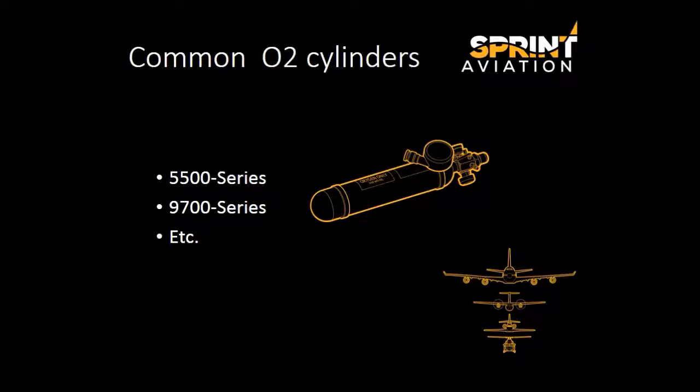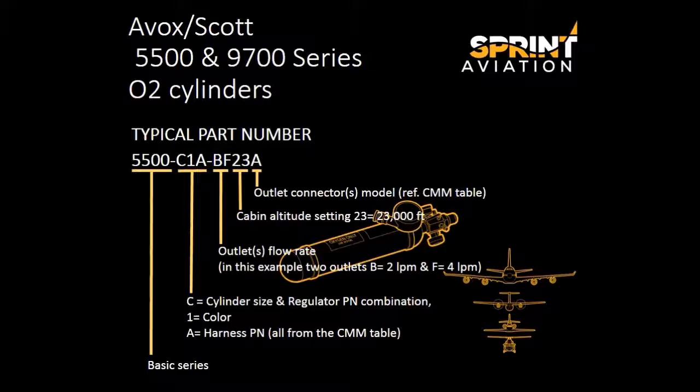There are a variety of portable cylinder assemblies out there between B/E Aerospace and Avox, but today we'll focus on the 5500 and 9700 series Avox models. The part number protocol for the 5500 and 9700 series PCA is similar. The first 4 digits define the actual series. Then, specific cylinder properties such as cylinder size, the regulator combination, its color, and the harness type.